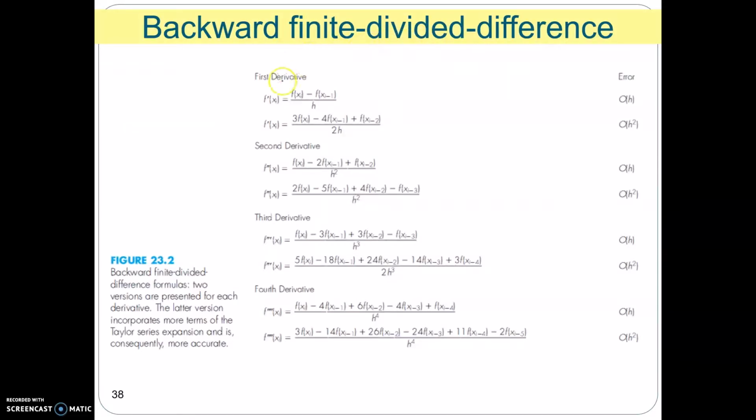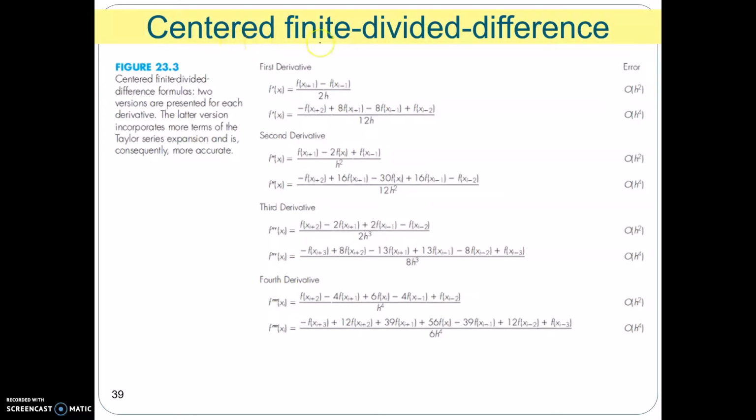For the backward finite-divided-difference method, previously we were using the first formula here. Besides using this formula to compute the first derivative, we can also use this formula to compute it. This formula is more accurate because the error is equal to O(h squared) compared to the O(h) here. So for the first formula, you need one backward point to compute the first derivative. For this formula, we need two backward points here to compute the derivative. Besides that, you can also refer to this formula for the second, third, and fourth derivative computation.